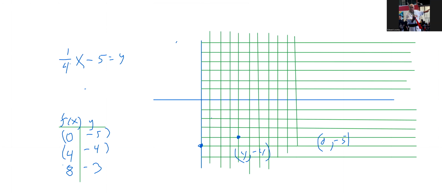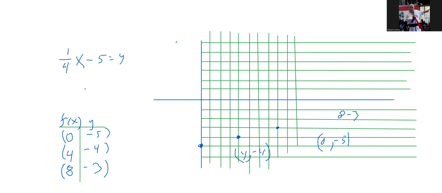And my last point is going to be 8, negative 3. So I start at the point of origin. I come to the right 8 times. 1, 2, 3, 4, 5, 6, 7, 8. My y is negative 3. So I'm going to come down, negative 3. 1, 2, 3 times. I'll put a point right there at 8, negative 3.